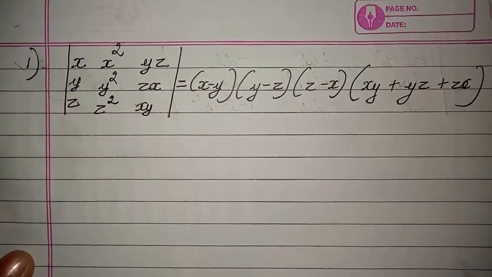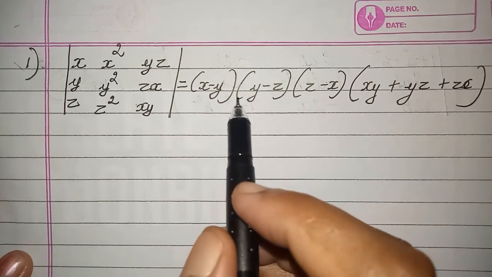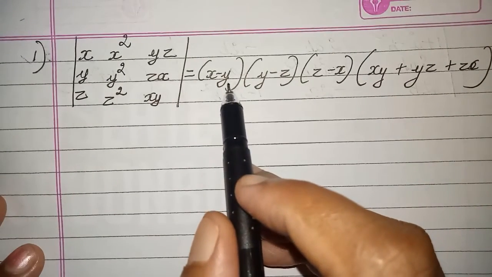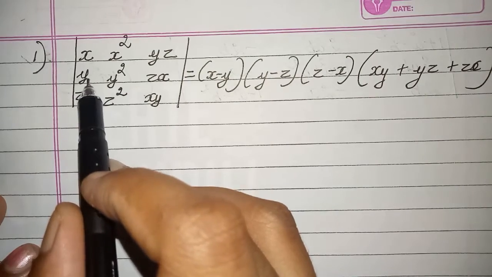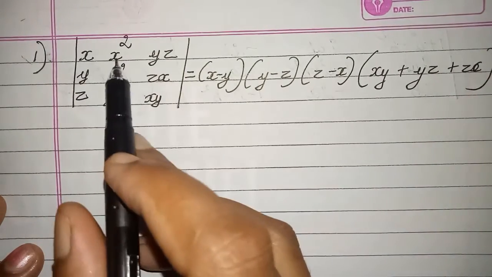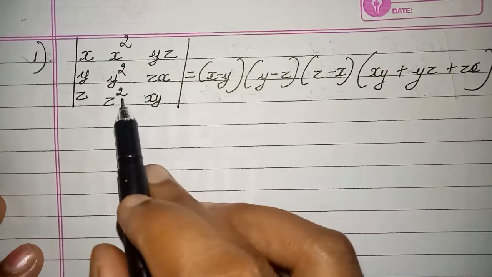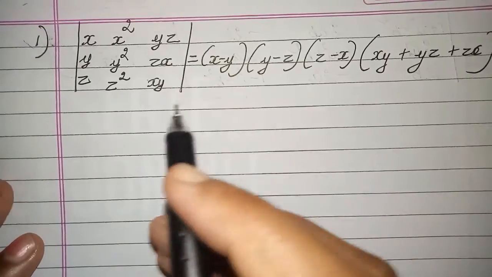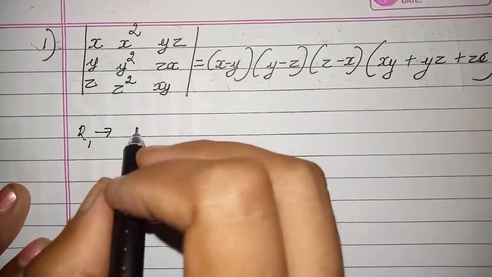Just look here. This determinant, you have to show it is the same as (x minus y)(y minus z)(z minus x) and this. So x minus y means what? R1 minus R2. Z minus x, you can do R3 minus R2. Then y minus z or z minus y, you can do these two row subtractions. But we are not going to do all together. Let's do some minimum and see whether it is going to help us.